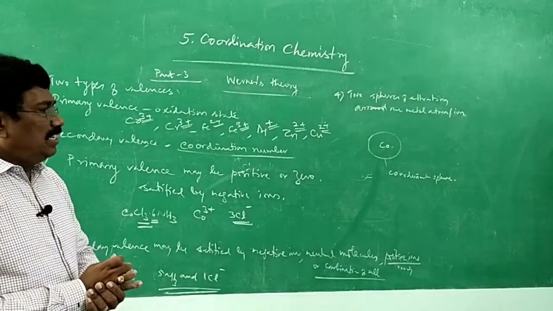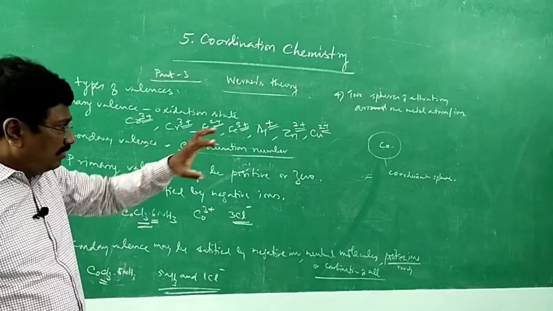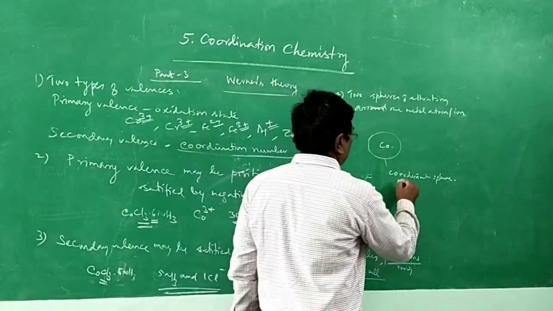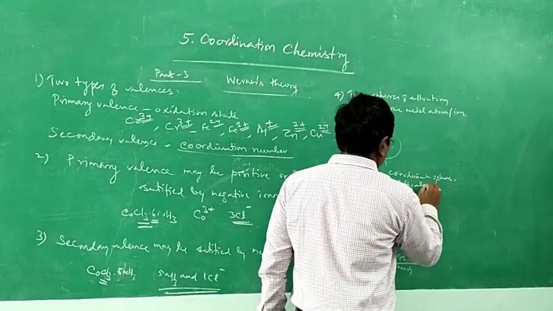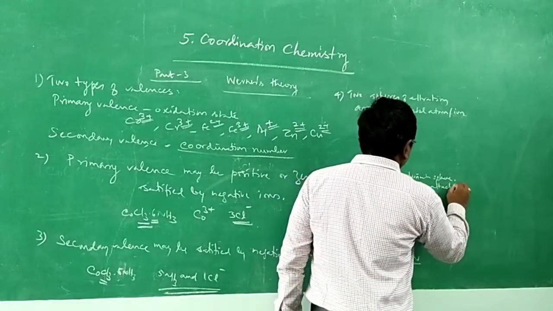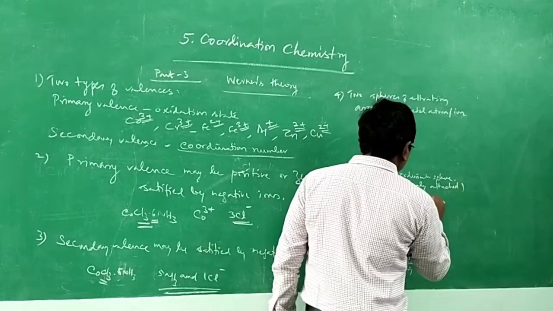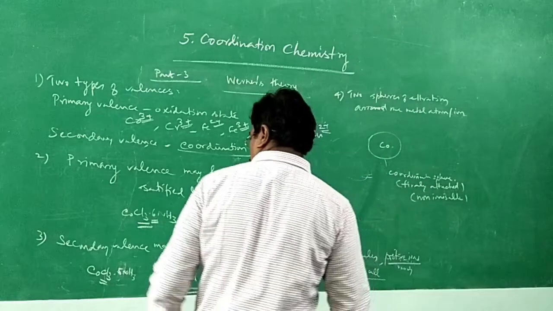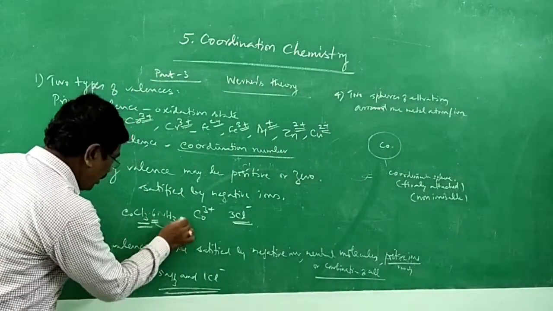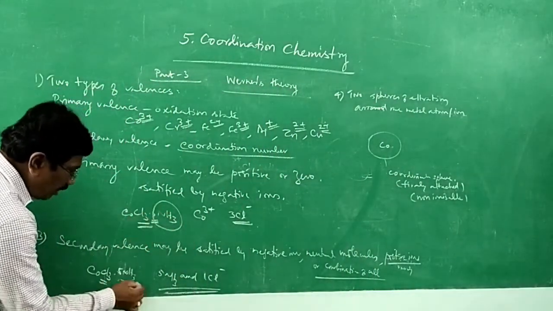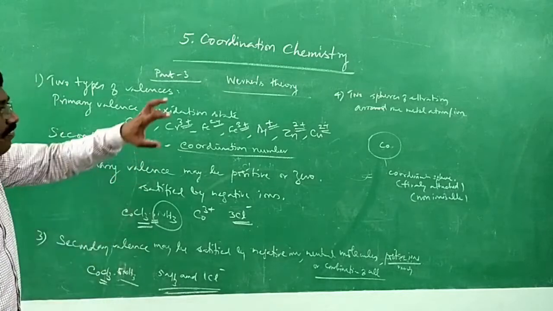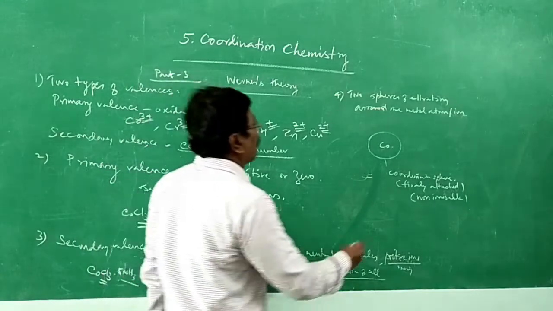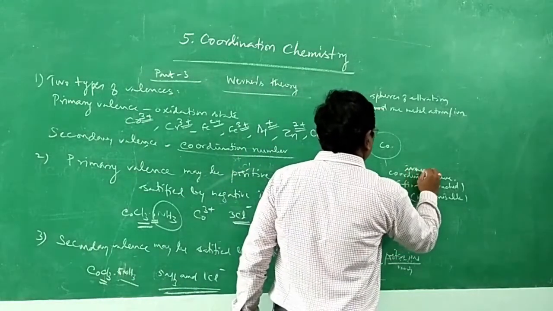It is firmly attached to the central metal ion. Therefore, we say non-ionizable. So these 5 ammonia and 1 chlorine form the coordination sphere, the inner sphere.